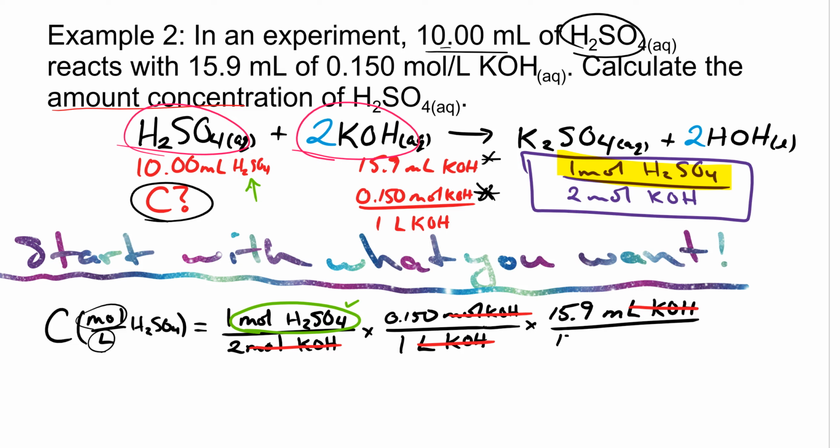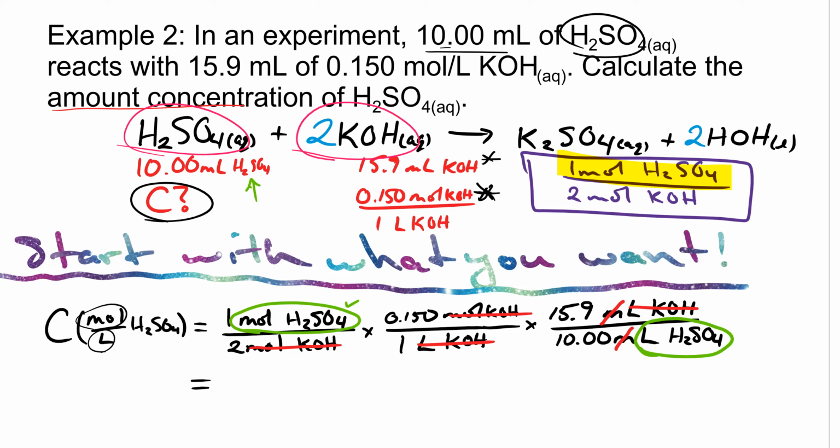Let's add 10.00 milliliters of H2SO4. Now, I want liters of sulfuric acid. I have milliliters, but hopefully you'll notice that the milli and the milli cancel out. We are left with moles of sulfuric acid on the top and liters of sulfuric acid on the bottom. Fantastic. This is exactly what we wanted to see.